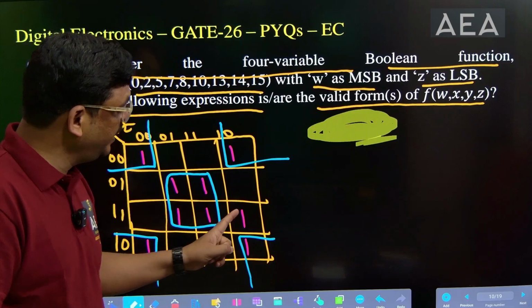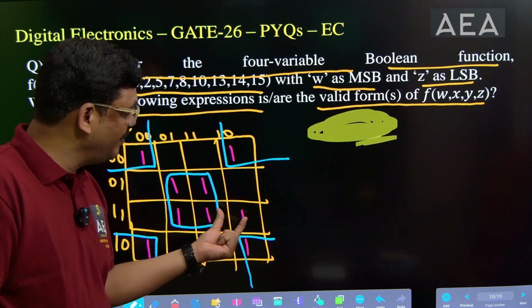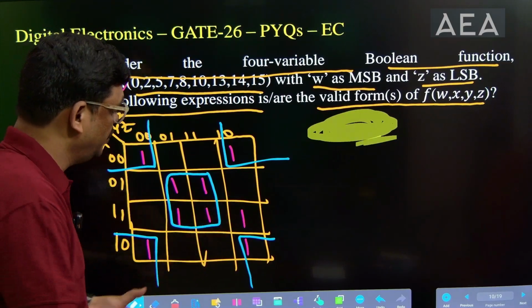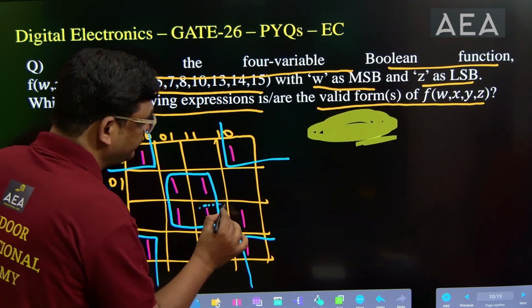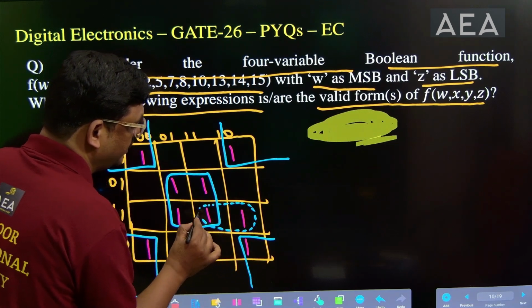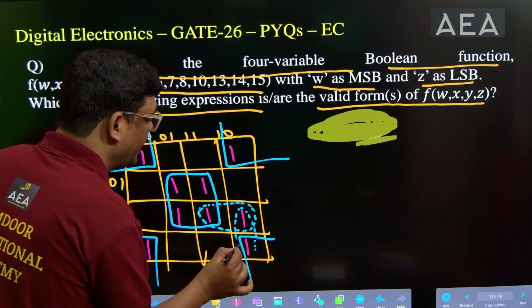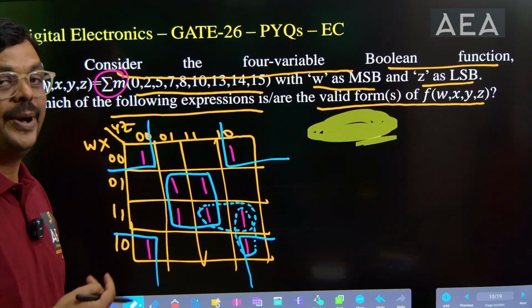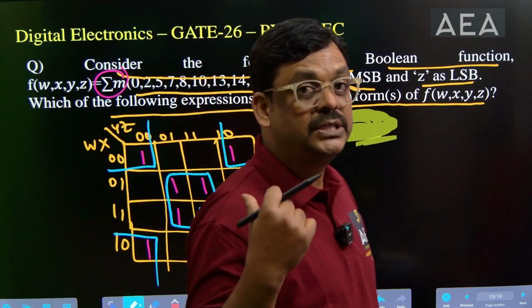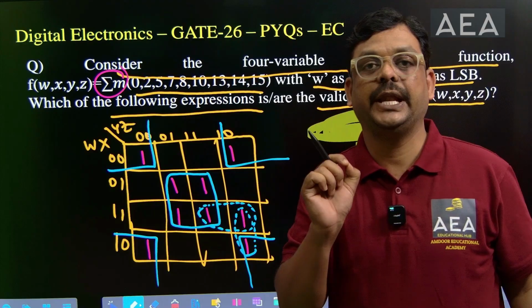And one more 1 is there. This one can combine with this one. So this is a possibility. I'm just writing it with dotted lines. Here one possibility is this one, and one more possibility is this one combining with this one also. So 2 possibilities are there.